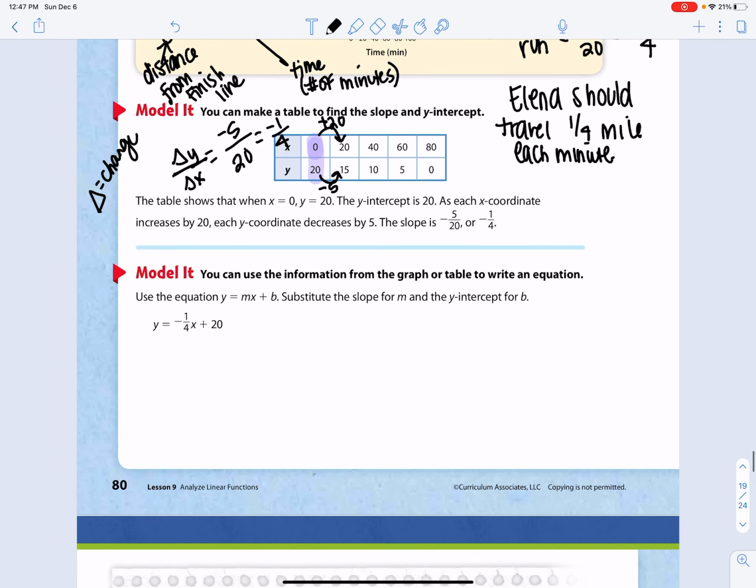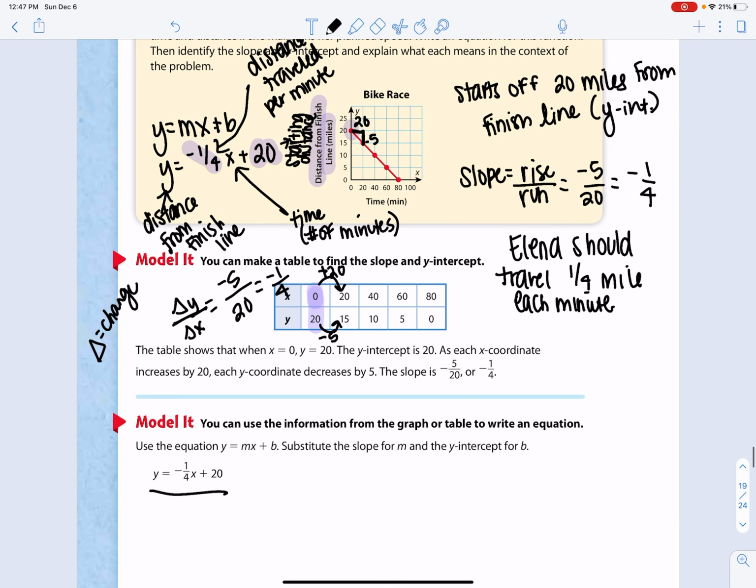All right. You can use the information from the graph or table to write an equation. Use the equation y equals mx plus b. Substitute the slope for m and the y-intercept for b. So this matches exactly what we had at the top, which was y equals -1/4 x plus 20.